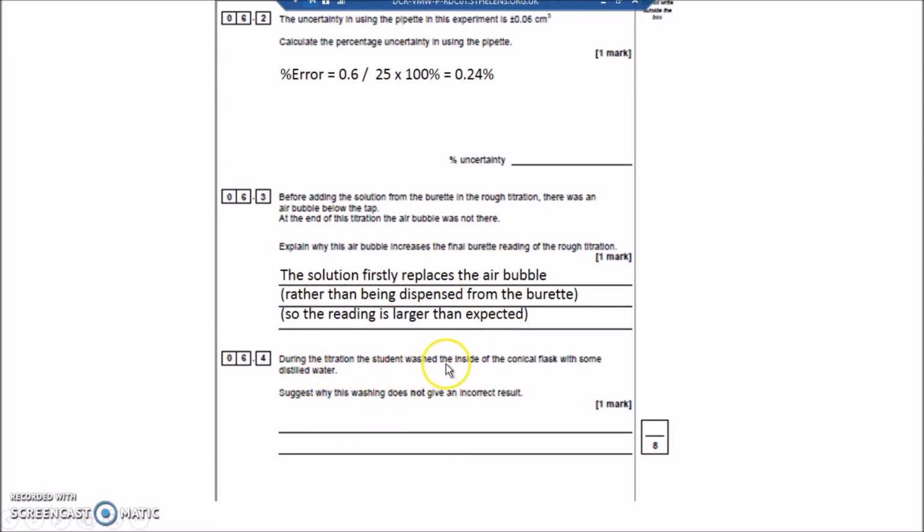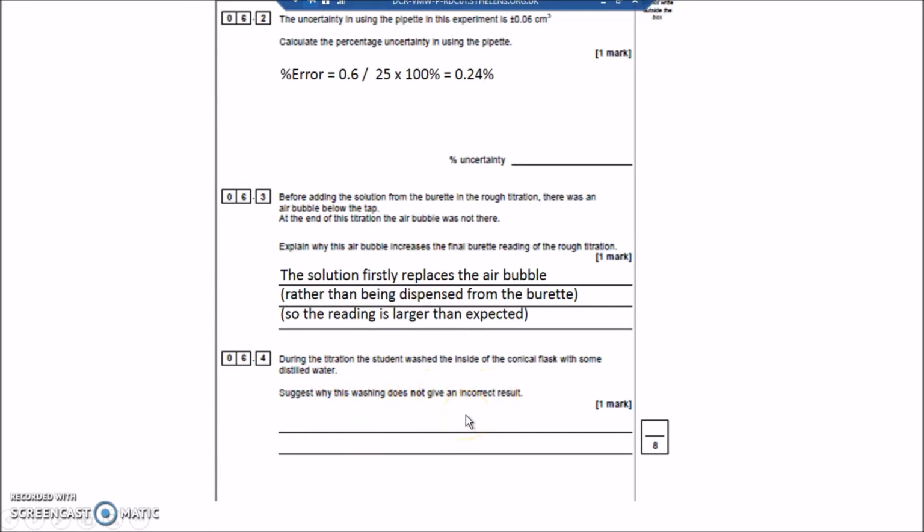During the titration, the student washed the inside of the conical flask with some distilled water. That's fine. Washing down the inside of the conical flask is actually good practice to make sure that all the sodium hydroxide is in the base of the flask and reacts. Why does washing not give an incorrect result?